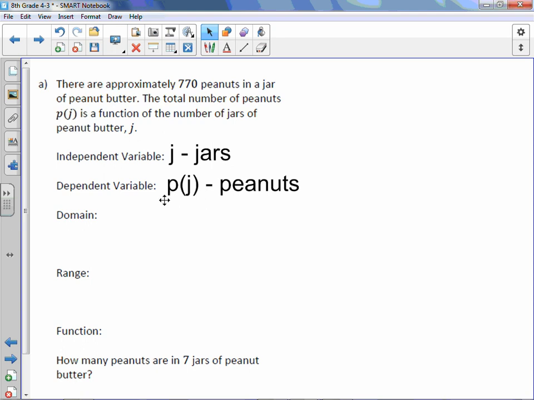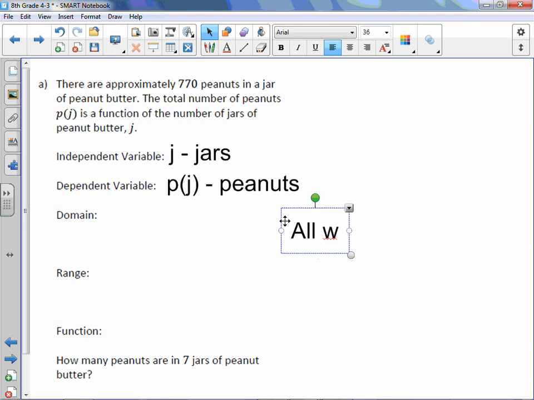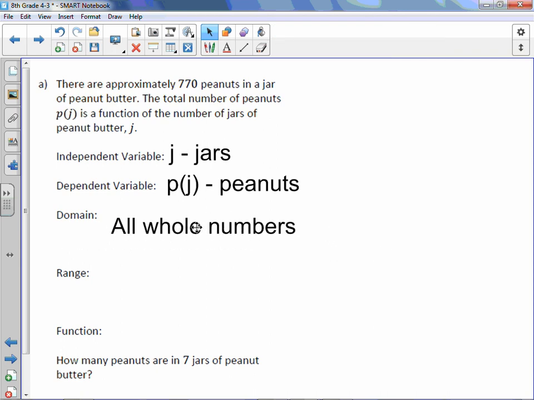So if the domain is talking about jars of peanut butter, think about it. Can we have negative jars? No. Can we have fractional jars? No. We can only have whole numbers because you can only have a whole jar. You can't have a fraction of a jar. Okay? So the domain, we would say, is all whole numbers. Again, the reason being, we can't have fractional or negative jars.